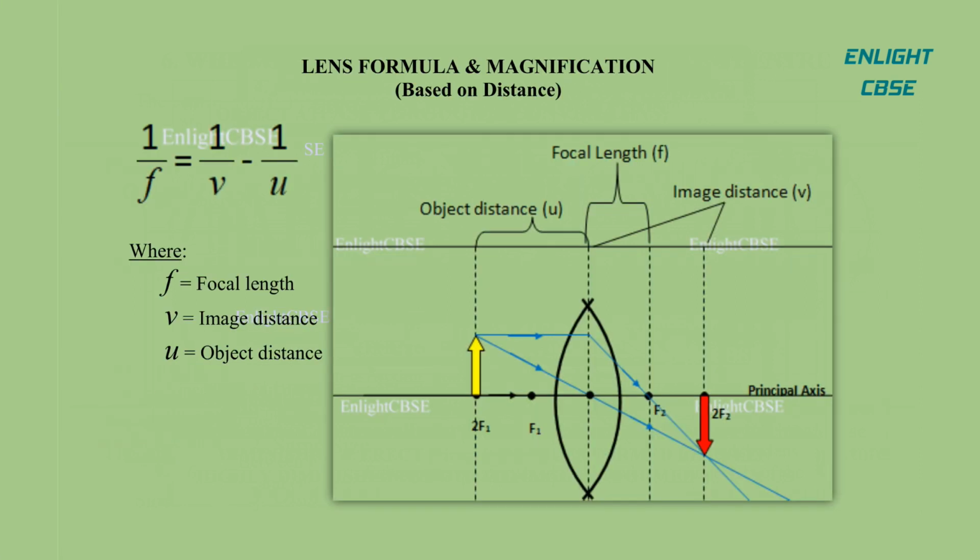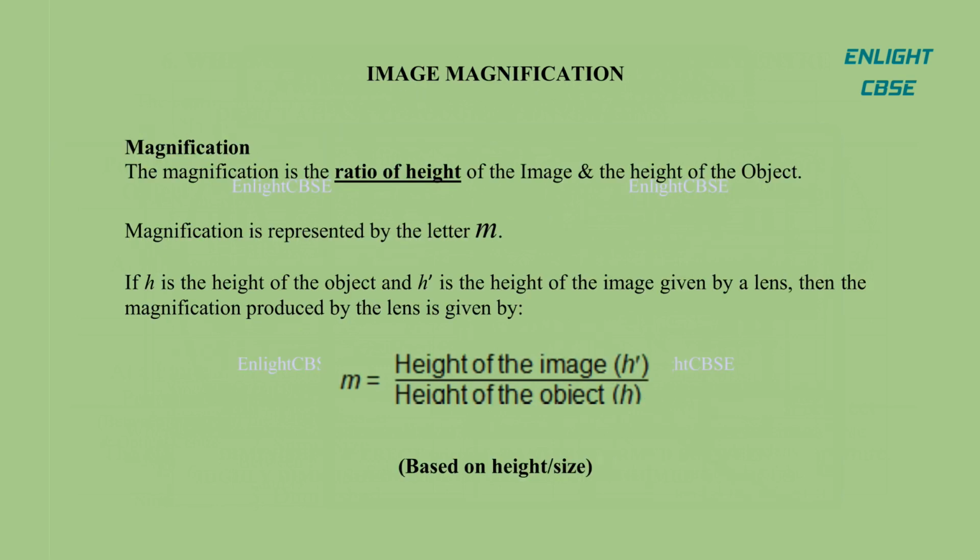optical center. The magnification of an image can be measured by its distance or by its size. To measure magnification by distance we can use the formula 1/f = 1/v - 1/u, where f is the focal length, v is the image distance and u is the object distance. The magnification of an image can also be considered as the ratio of height of the image and the height of the object. Magnification is represented by the letter m.